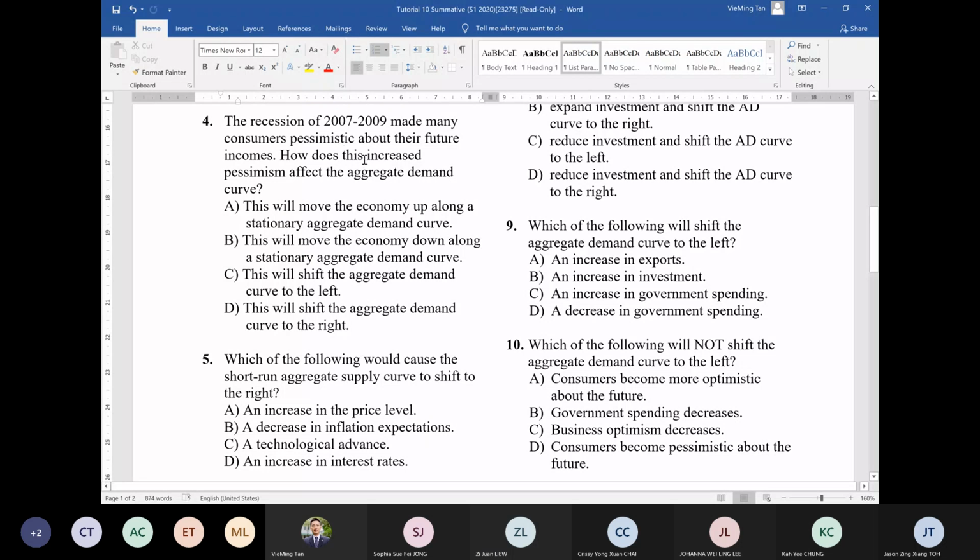Because pessimistic means not really having confidence about the future income due to recession. Recession means the economic condition is not very good. So consumers worry about their future income as well. They worry that the income may reduce, so they will reduce their spending. When spending reduces, this will shift the aggregate demand curve to the left-hand side. So the best answer is C.